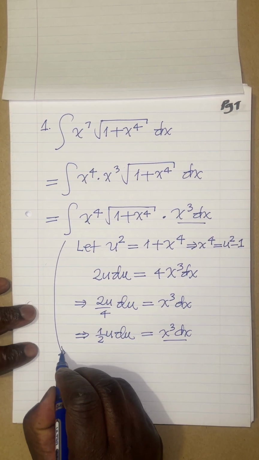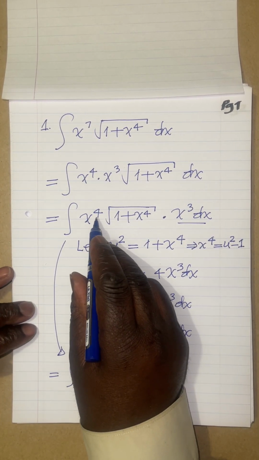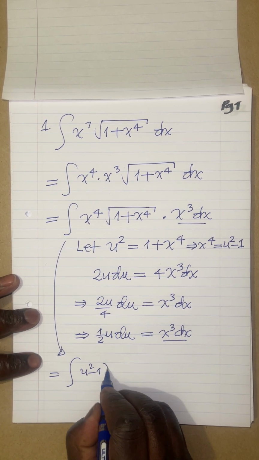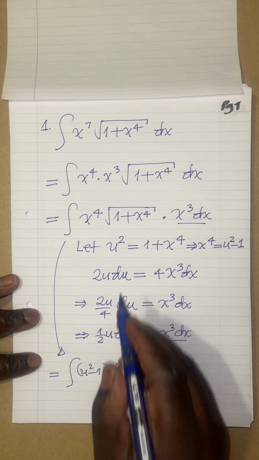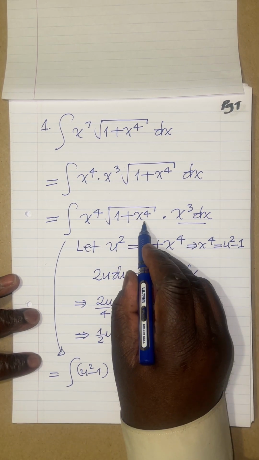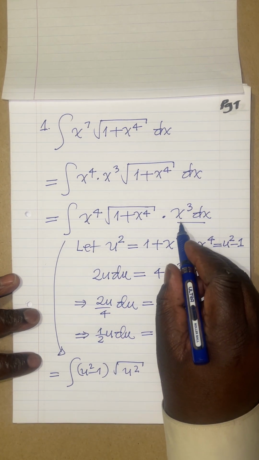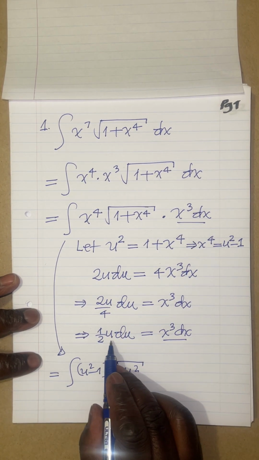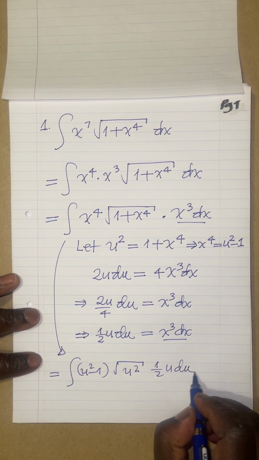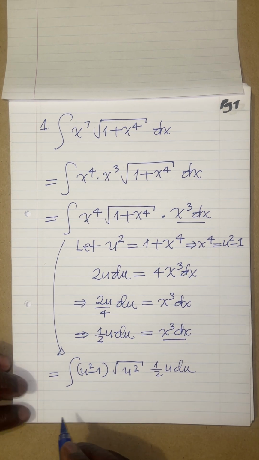So this integral is transformed as follows. The integral of, instead of x^4, I'm going to have u squared minus 1. And then I have the square root of, remember, there is your square root sign there. The square root of, what is 1 plus x^4? u squared. And then outside, what is x^3 dx? Half u du. 1 over 2 u du. Right. Now notice that half is a constant, so I can take it out.